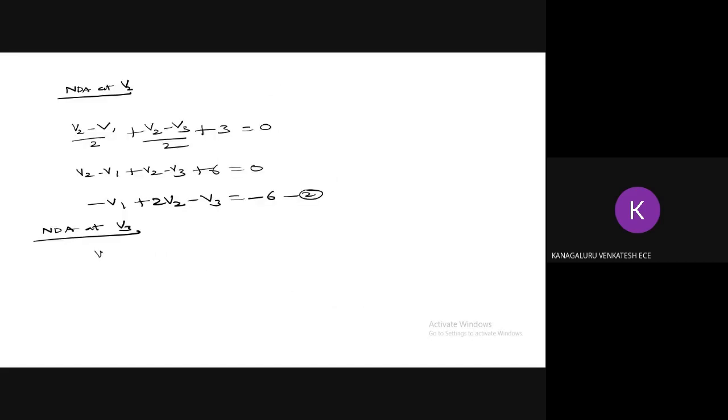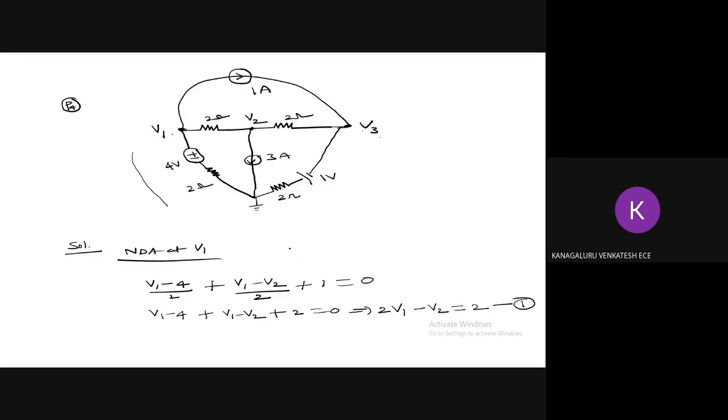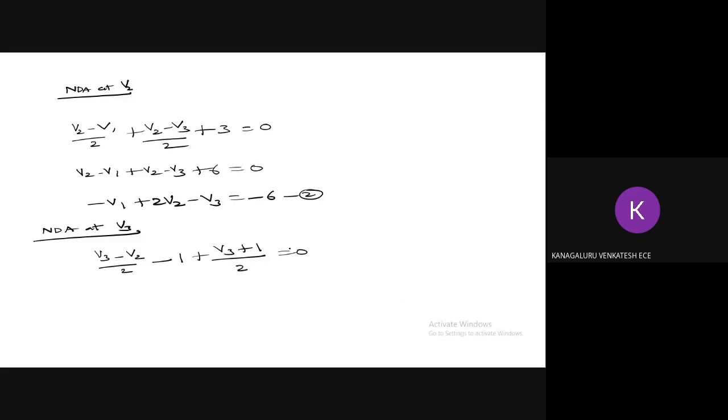I get here V3 minus V2 by 2, and current 1 ampere is entering, so it is minus 1. And then V3 plus 1 divided by the resistance value, 2 I guess, equal to 0. We'll just cross check that. Yeah, it is 2. V3 plus 1 divided by 2. Okay, take LCM. What do you get?